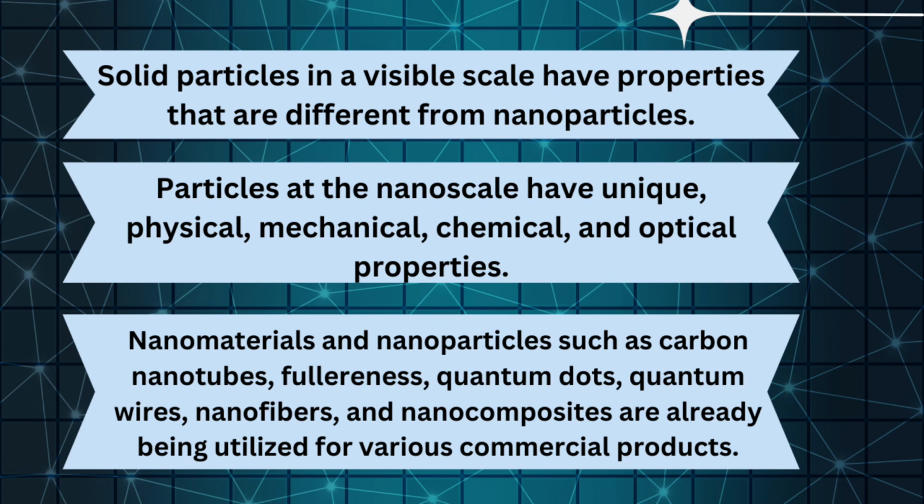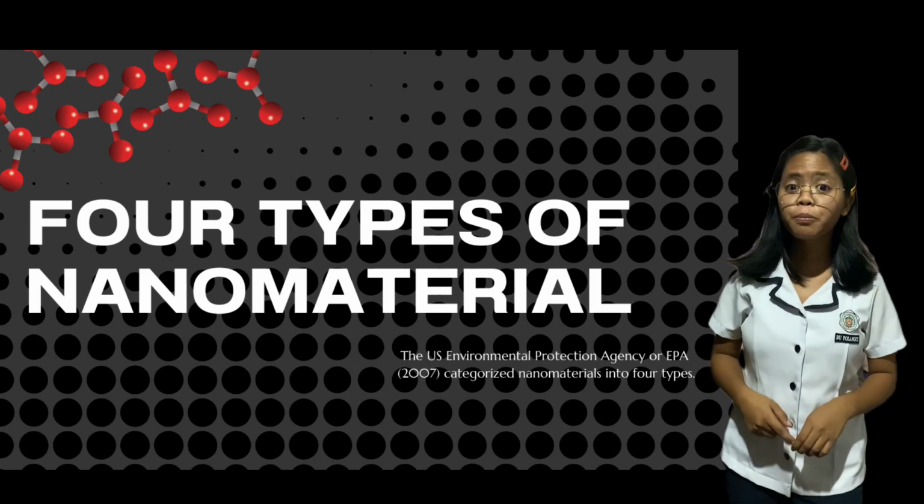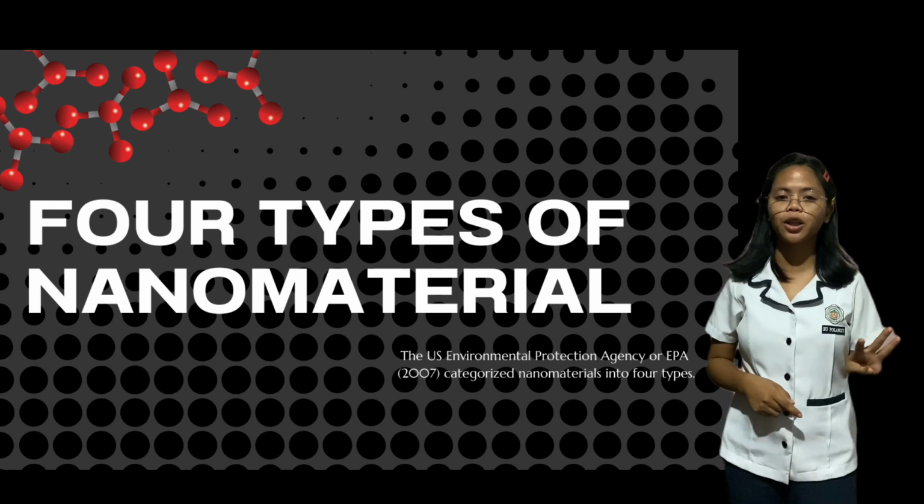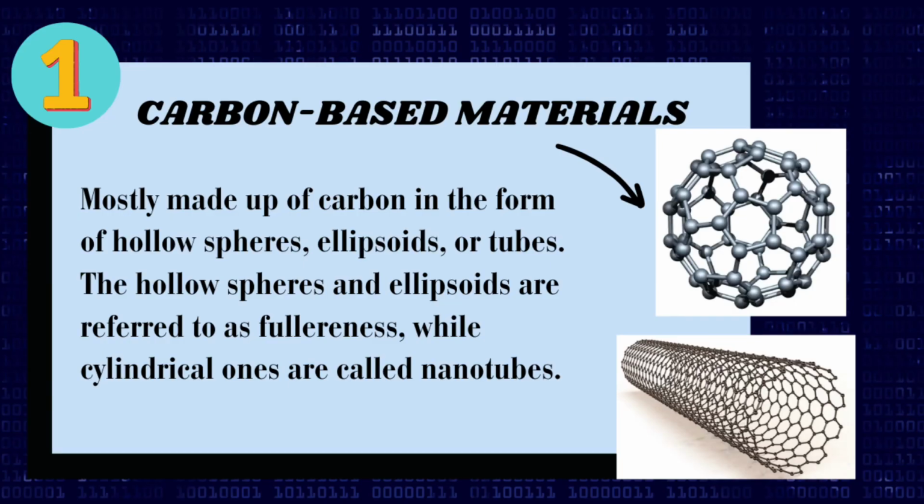Nanomaterials and nanoparticles such as carbon nanotubes, fullerenes, quantum dots, quantum wires, nanofibers, and nanocomposites are already being utilized for various commercial products. Furthermore, we have four types of nanomaterials. First, carbon-based materials. Carbon-based materials are mostly made up of carbon in the form of hollow spheres, ellipsoids, or tubes. The hollow spheres and ellipsoids are referred to as fullerenes, while cylindrical ones are called nanotubes.